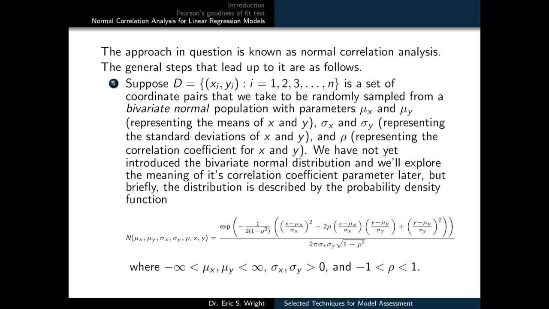All of that, including the exponential, is divided by 2 pi times sigma x times sigma y times the root of 1 minus rho squared. Here, the means of x and y can range over any real number, and sigma x and sigma y can range over all strictly positive numbers, while rho, the correlation coefficient, must be constrained between negative 1 and 1.